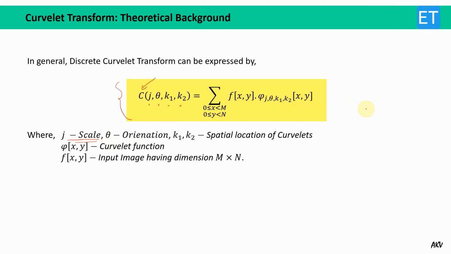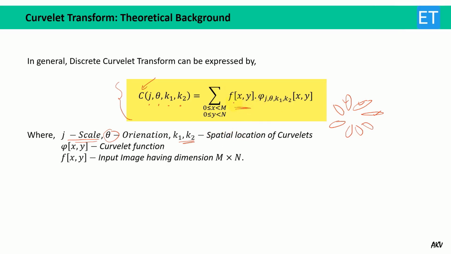So curvelets are arranged in the spatial domain like this, maybe horizontal, at some angle, and at other angles. So at various angles, these curvelets are arranged. That is defined by this theta, and K1, K2 are the spatial location of the curvelets. So K1, K2 for this two-dimensional location, and a different K1, K2 for this one, like that.